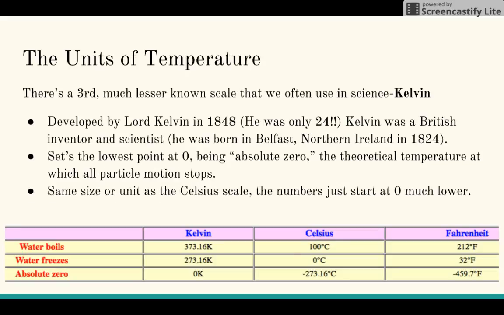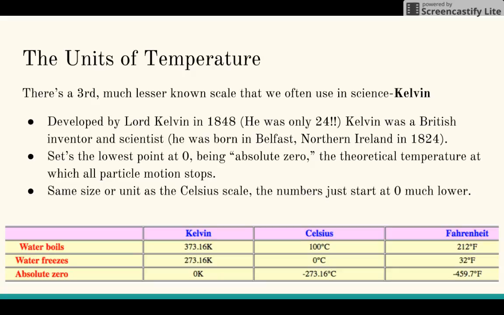We also have a third scale called Kelvin. It's much less used and known, but we use it in science for a lot of important calculations. It was developed in 1848 by Lord Kelvin when he was only 24 years old. He was from Britain. He set the lowest point of his scale at 0, that 0 representing absolute 0, which is this crazy theoretical temperature at which it's so cold that every single particle stops moving. We've not yet reached absolute 0, but we've tried for it and came pretty close, but we haven't quite got there.